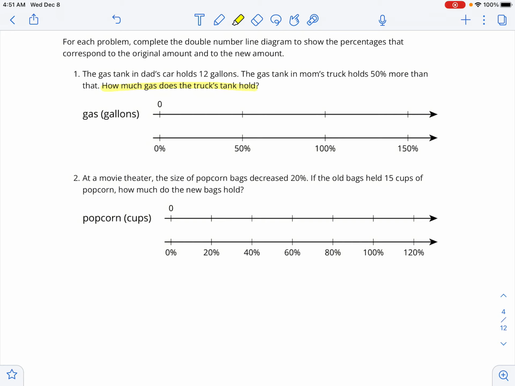Well, we know that the gas tank in Dad's car holds 12 gallons, and we're going to be looking for 50% more than that, which means that 12 is represented by 100%. If 12 is 100%, what numbers belong here and here on the number line? Please pause the video to try question 1 on your own.